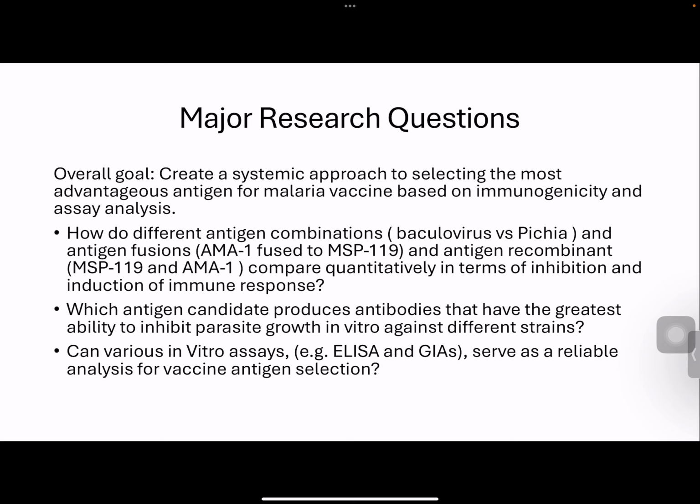another huge research question was, can various in vitro assays, so ELISA, the GIAs, etc., serve as a reliable analysis for vaccine antigen selection?